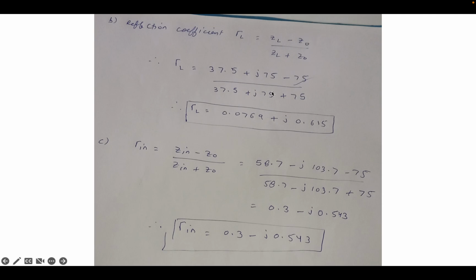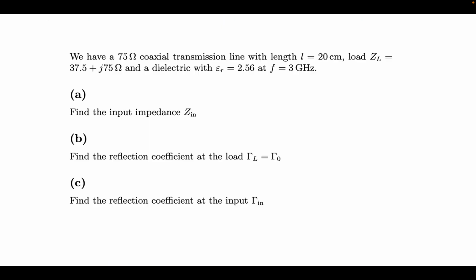And from here again it's an easy problem. So from here you can calculate what is the reflection coefficient at the load. So if you just remember these formulas, like what is the formula for the input impedance, and what is the reflection coefficient at the load. Similarly, if I come to the third part, it's asking find the reflection coefficient at the input, right?